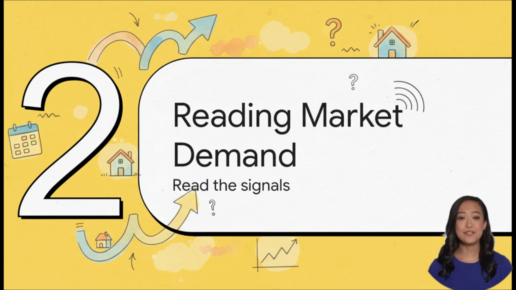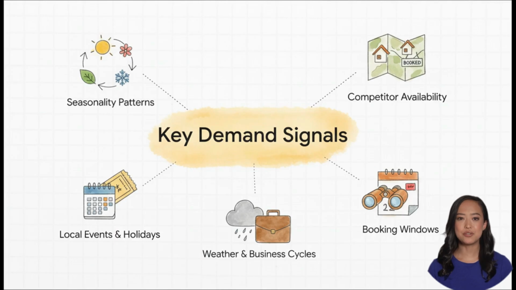These right here are the vital signs of your market. You've got seasonality, your busy summer versus your slow winter. You've got local events. That one weekend with a huge concert can be worth more than a normal week. Then there's competitor availability. If everyone else is booked solid, that is a huge green light to raise your prices. And of course, knowing when people tend to book helps you plan everything out way in advance.